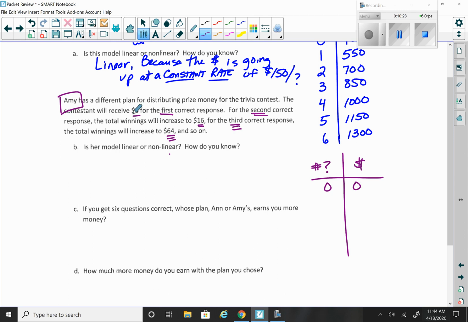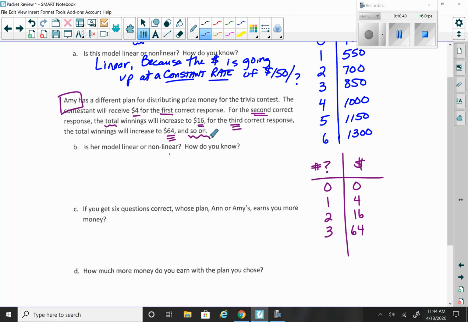One question right, you're going to get $4. 2 questions right, again, your total is going to be $16. 3 questions correct, $64. And then it says, and so on.